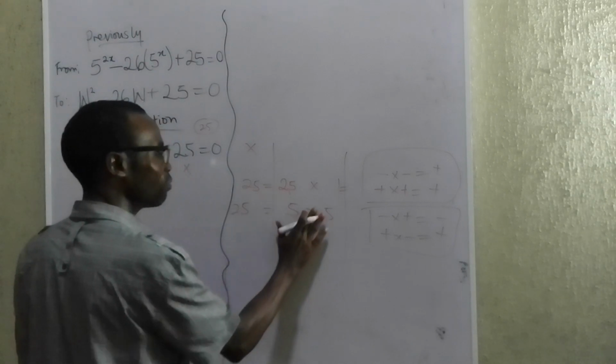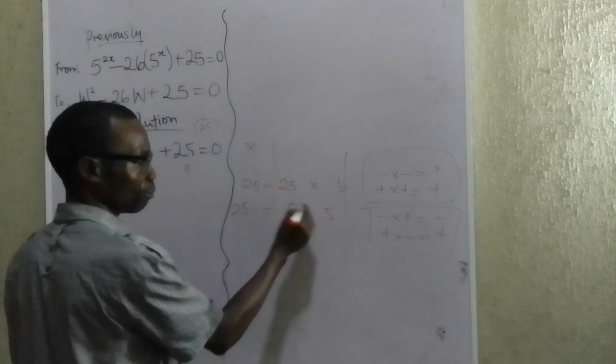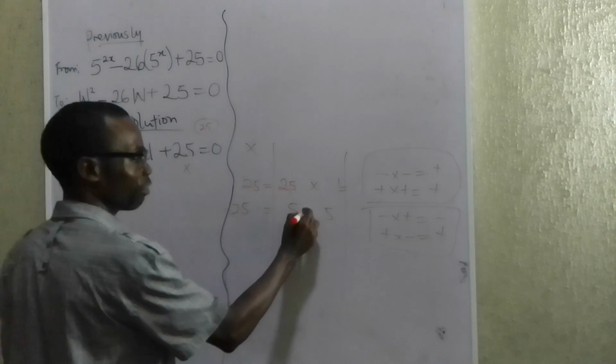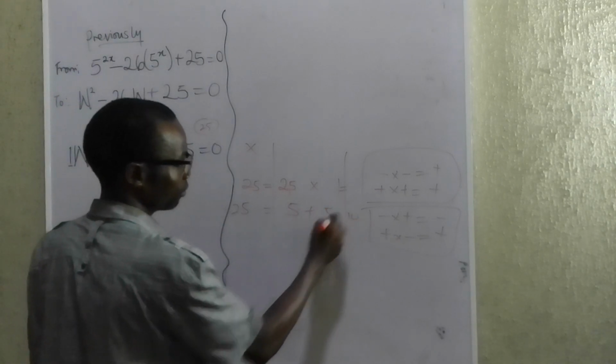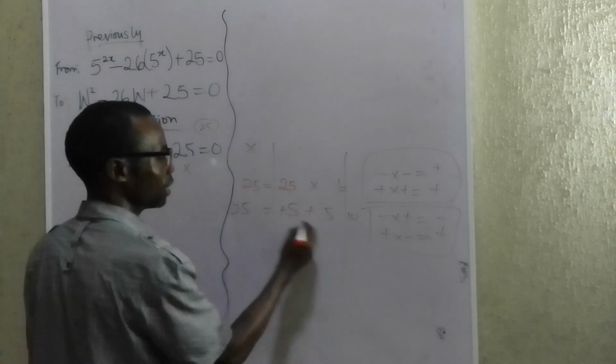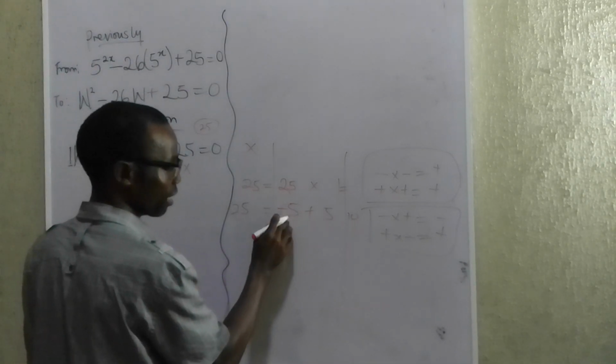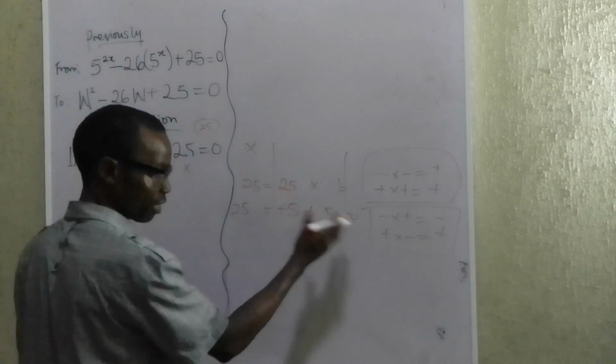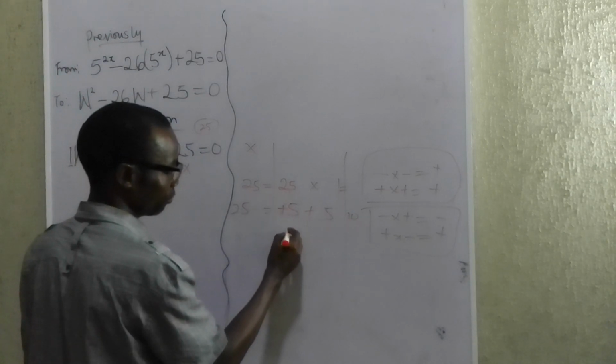Now let's see. If we decide to add 5, 5 plus 5 will give us 10. That means plus 5 gives us 10. If I had minus 5, so let's look at the variants of 5, right? It could be plus 5.